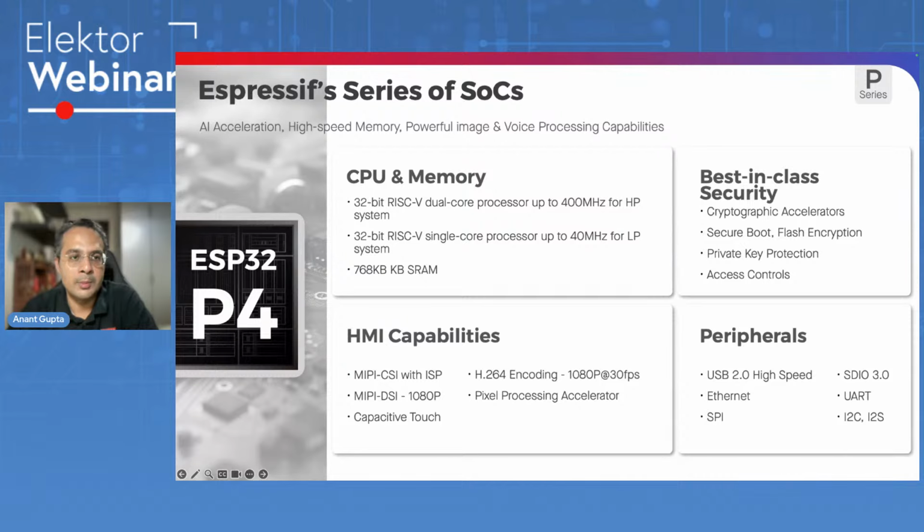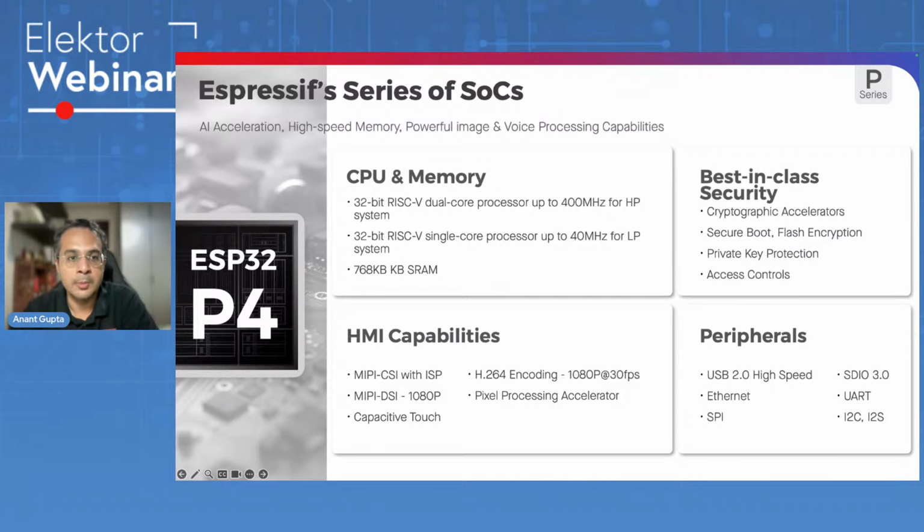From the CPU and memory point of view, it has a 32-bit RISC-V dual core running up to 400 megahertz. And then it has an LP core system, which is a 32-bit RISC-V running up to 40 megahertz. This heterogeneous architecture helps us to have a very good HP-LP combination. We could really be running at a very low power with your LP core doing most of the monitoring. And when you really need the compute for the real edge processing, you have some AI workload or you have some video workload, you wake up the HP core.